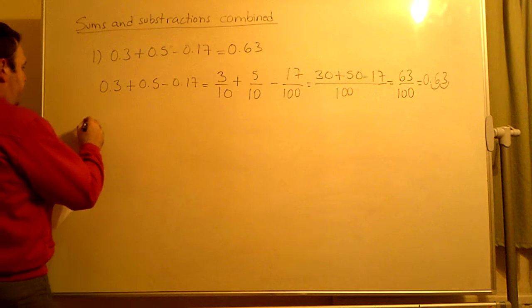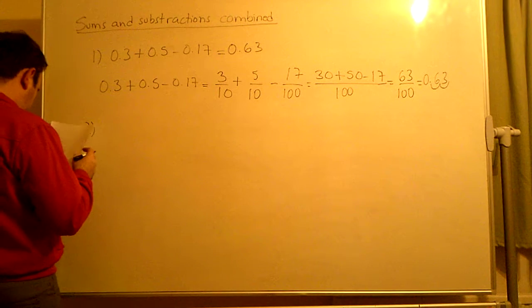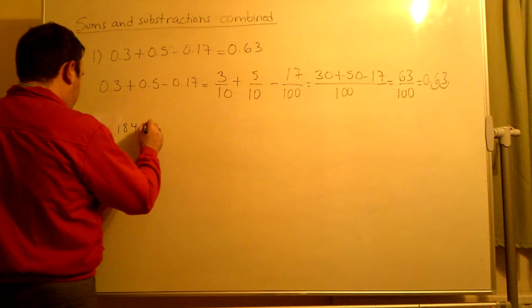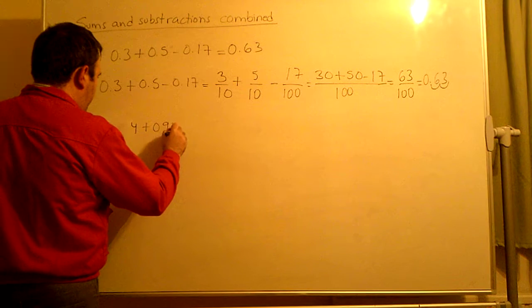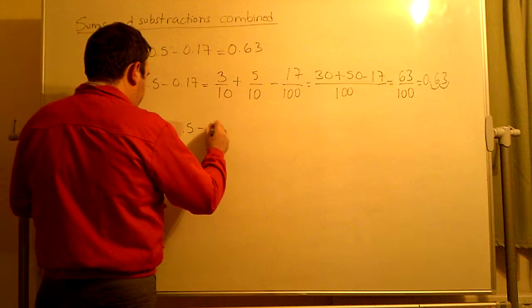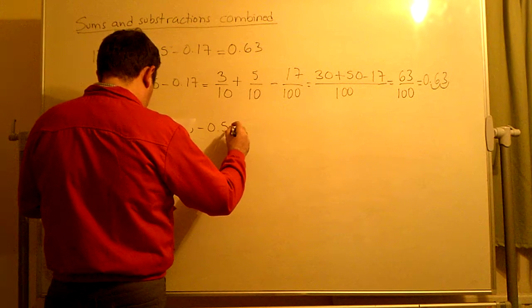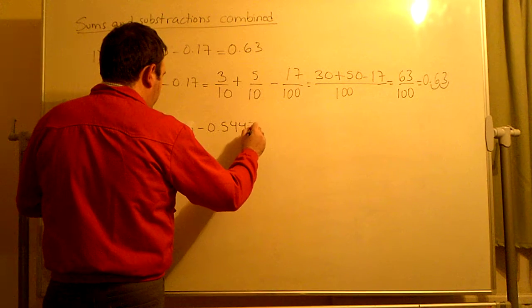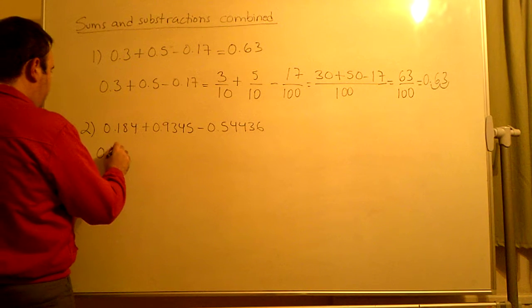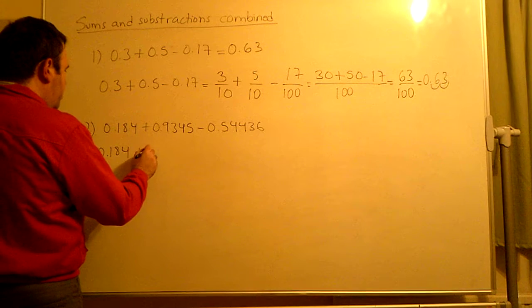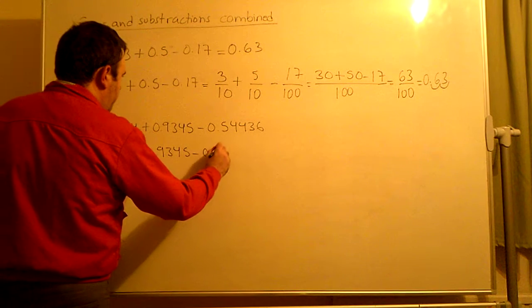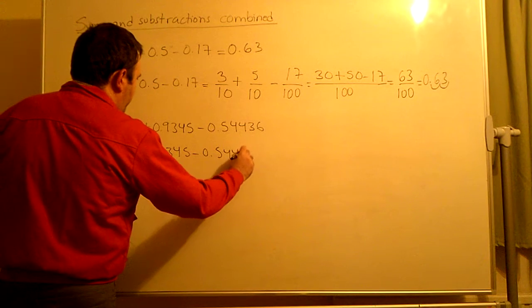And another example, 0.184 plus 0.9345 minus 0.54436. So we're going to write it down here. 0.184 plus 0.9345 minus 0.54436.